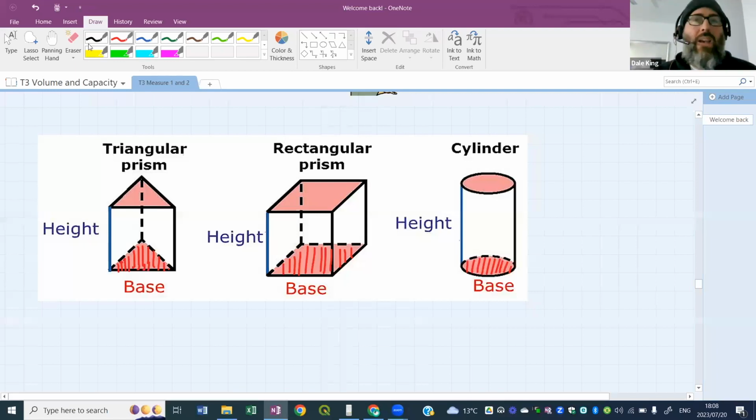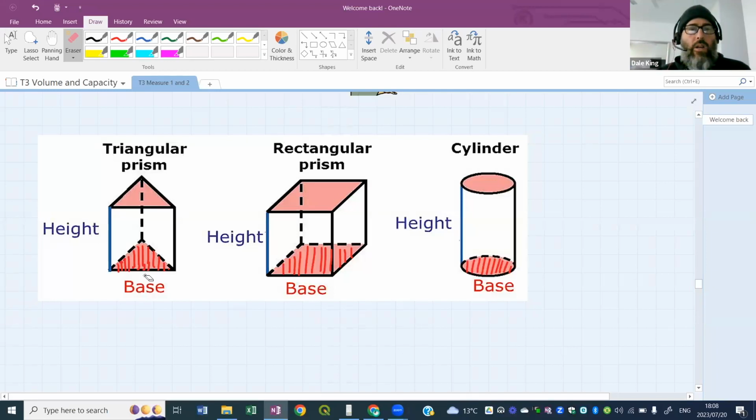Now, why do I keep on saying area? Because when you work out volume, all you're doing is taking the area of the base shape and multiplying by the height to get 3D volume. All right, area of base shape of a rectangular prism, which is length times breadth or length times width, multiply by height. Area of a cylinder base, which is a circle, pi r squared, times height. Triangle, area of the base, which is a triangle, half times base times perpendicular height, times height.